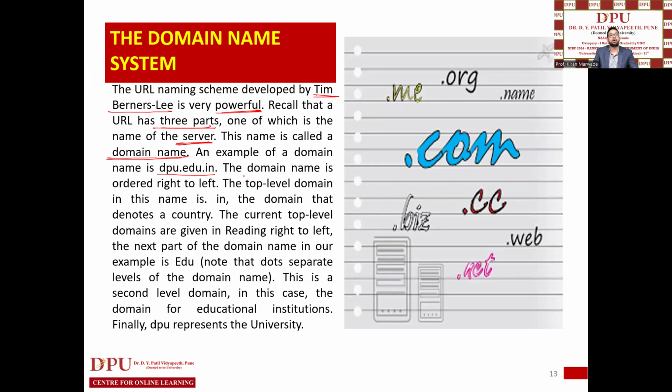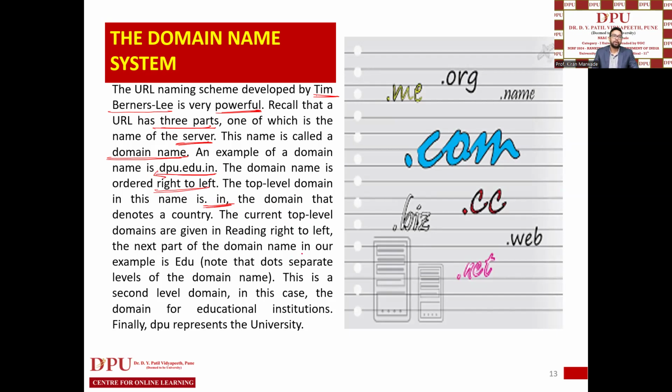The domain name is ordered right to left. The top level domain in this name is .in, and this domain denotes a country. .in means India, so it is denoting the country. The current top level domains are read from right to left, in this direction.